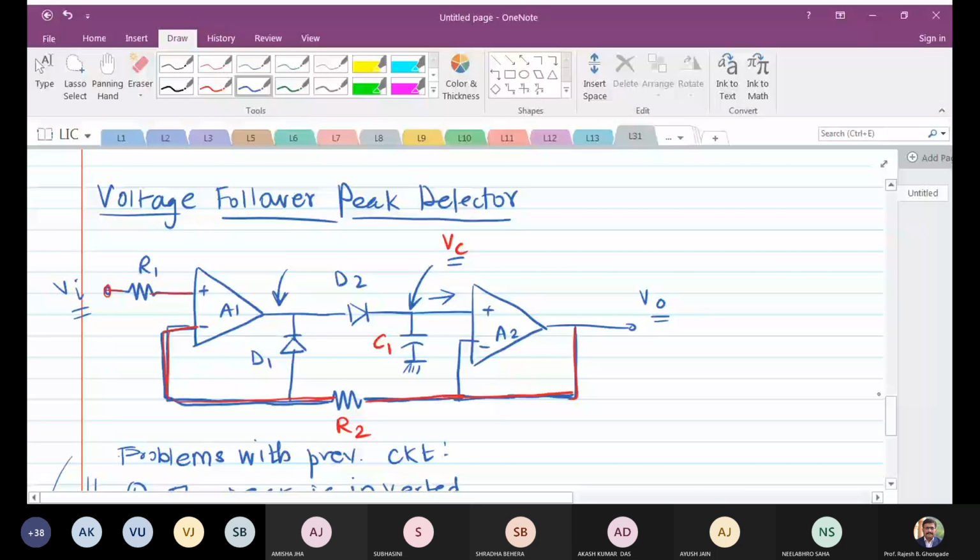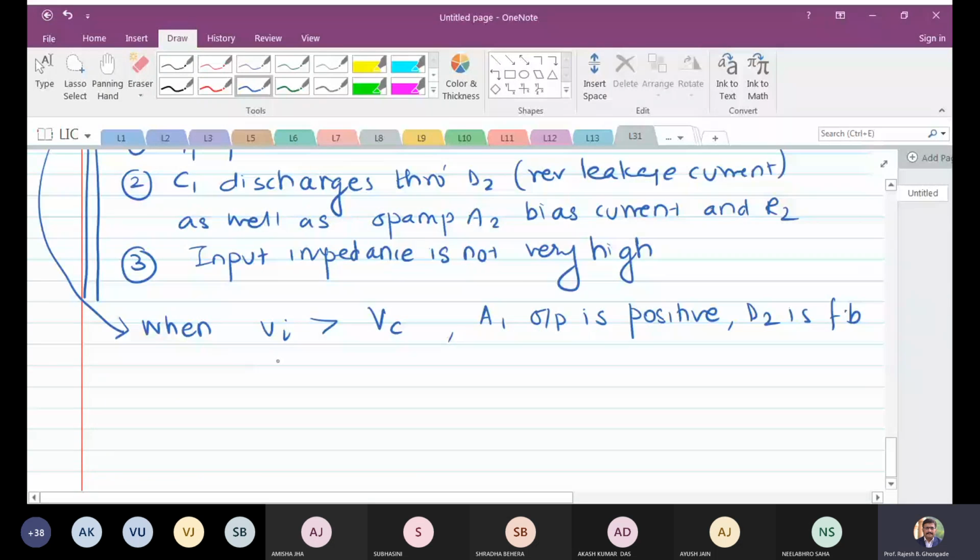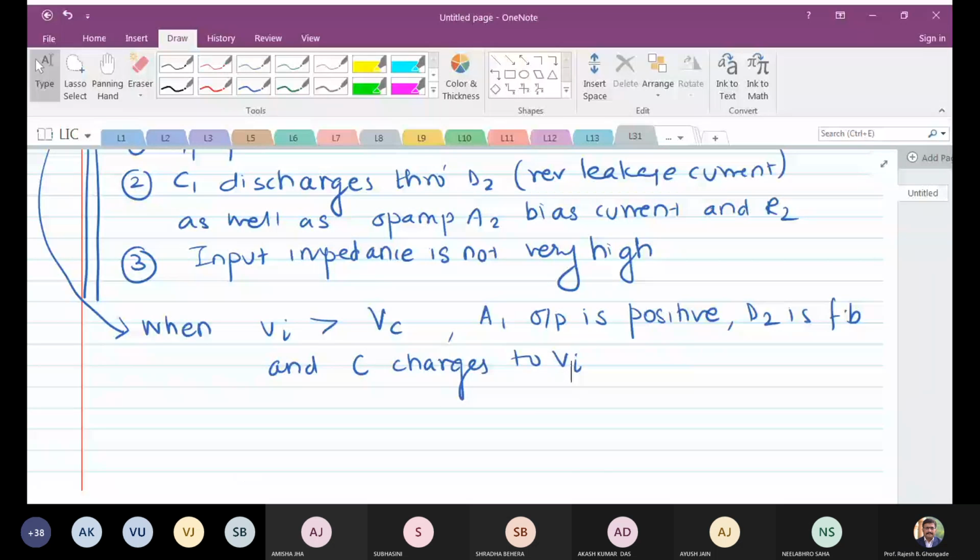Biased, and the capacitor charges to VI. Okay, this was the previous condition.